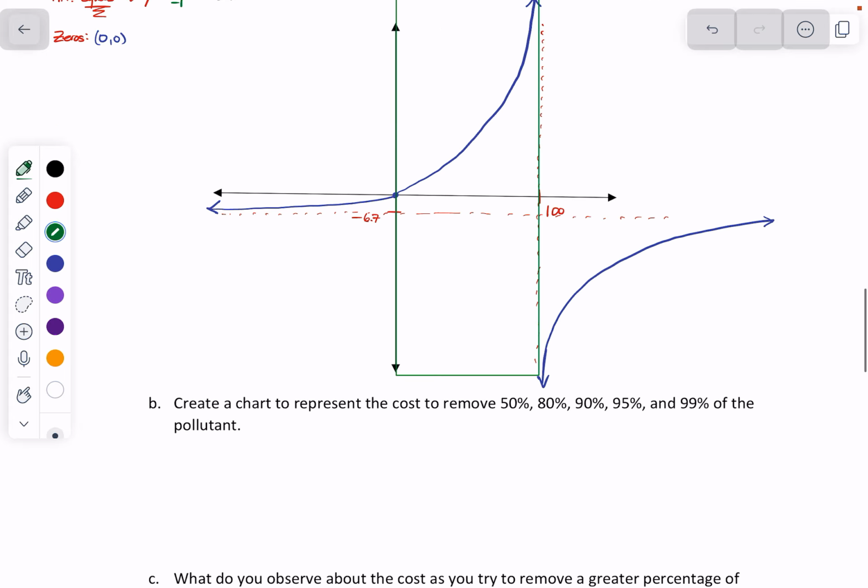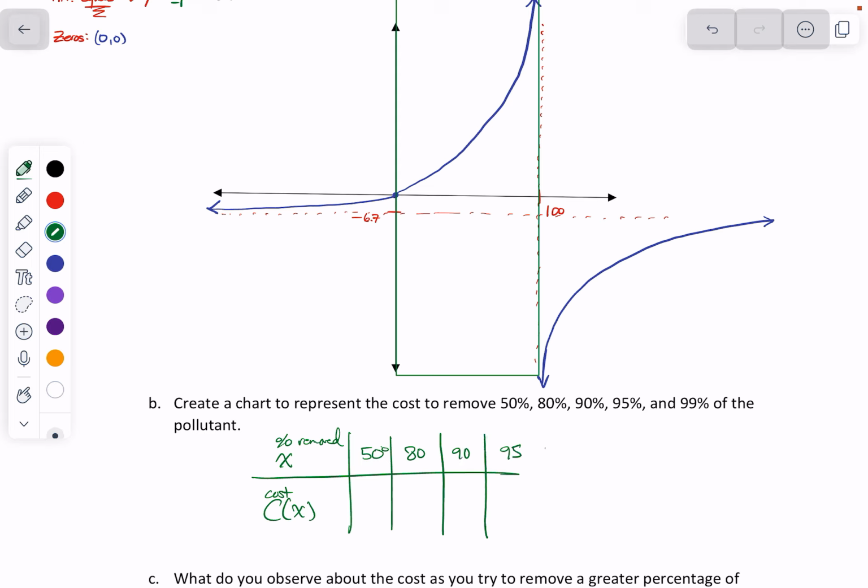So create a chart to represent the cost to remove 50%, 80%, 90%, all the way to 99. So again, same thing. X is going to be the percentage removed, and then C of X is going to be the cost. And we're going to make a little table. So 50%, 80%, 90%, 95, 99. Okay.